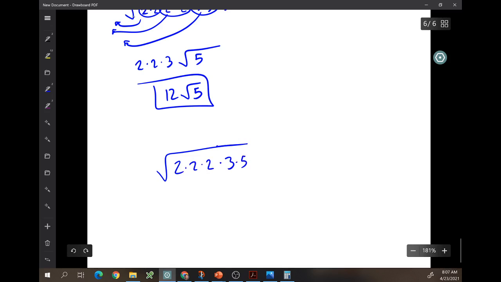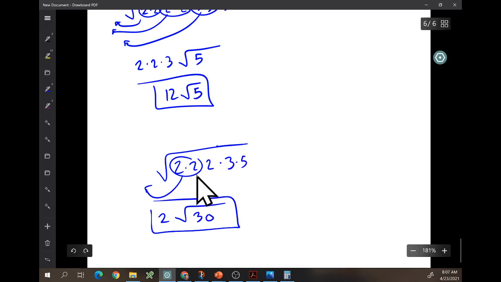If we got this as our factoring, I only have one pair of 2s. I don't take this other 2 out. So this would simplify to 2. And then inside, I have 2 times 3 times 5. 2 times 3 is 6. 6 times 5 is 30. So this would be 2 square root of 30. So that can happen as well. So just kind of watch out for that.